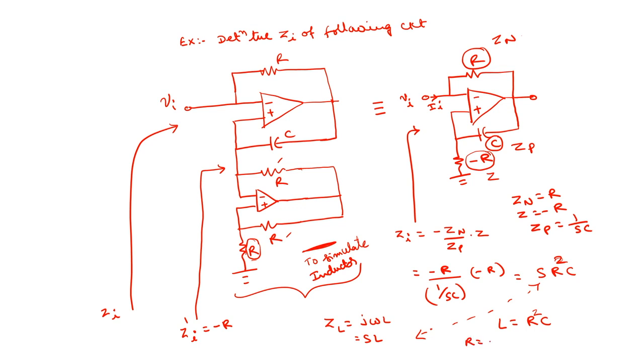If I choose R equal to say 10 kilo ohms, C equal to 0.01 microfarads, you will get R square as this, and micro and 10 get cancelled. So what will be L? 100 into 10 to the power of 6 into 0.01 into 10 to the power of minus 6. This is equal to 1 Henry. So we can implement by choosing R equal to 10K, C equal to 0.01 microfarads. This circuit will simulate an inductance of 1 Henry.